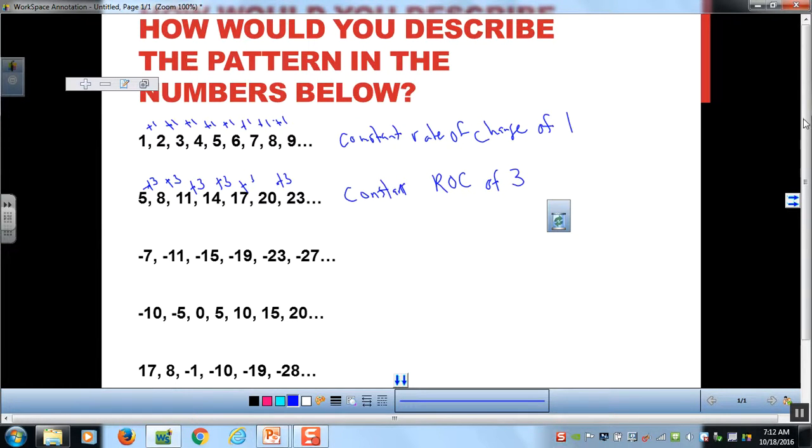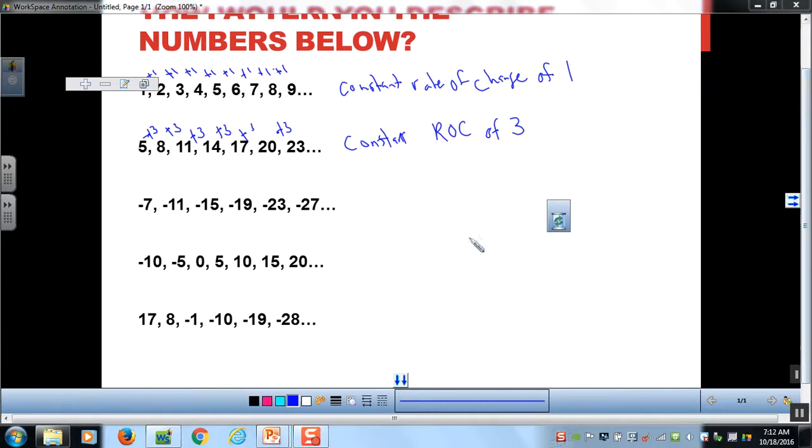Now notice the next one though. Here we are actually decreasing. And how do I go from negative 7 to negative 11? I subtract 4. And from negative 11 to negative 15, I subtract 4, and subtract 4, and subtract 4, and subtract 4. So once again, we have a constant rate of change, a constant rate of change of negative 4.